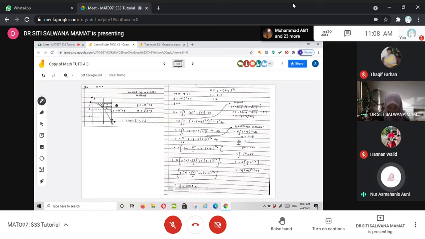Okay, so for question C, axis of revolution x equal to 3. So kalau kita tengok graph between x equal to 3 dengan shaded region ni, dia ada ruang, ada gap. So bila kita revolve nanti dia ada gap. So kita guna washer method.